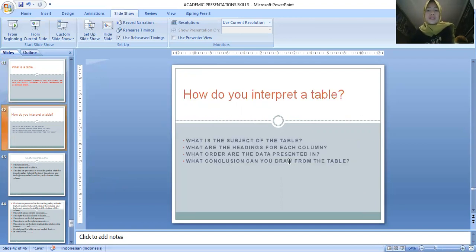How do you interpret a table? Just like when you interpret the graph, in interpreting the table, you also, first of all, please tell the audience what is the subject of the table, and then what are the headings of each column, what order the data are presented in, is it descending or ascending, and what conclusion can you draw from the table.